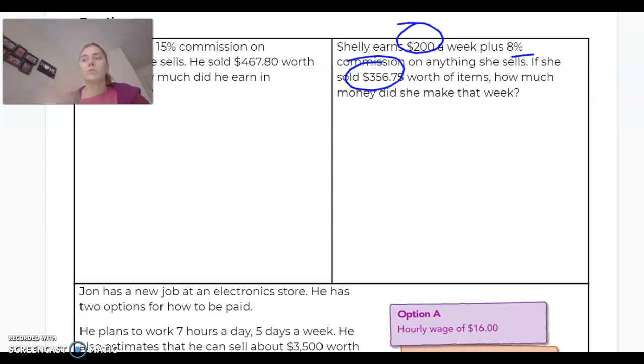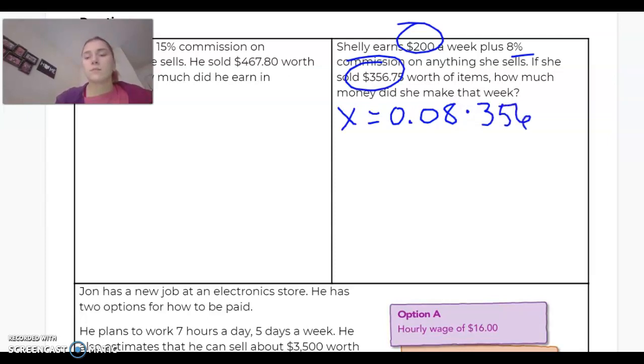Okay, so first we're going to work to find that commission that she made. So we need to set up X equals our percent in commission, which would be 0.08. We have to convert our percent to a decimal, times that total she earned in selling items, $356.75. And when you multiply those together in your calculator, you should get $28.54. So that's the commission.